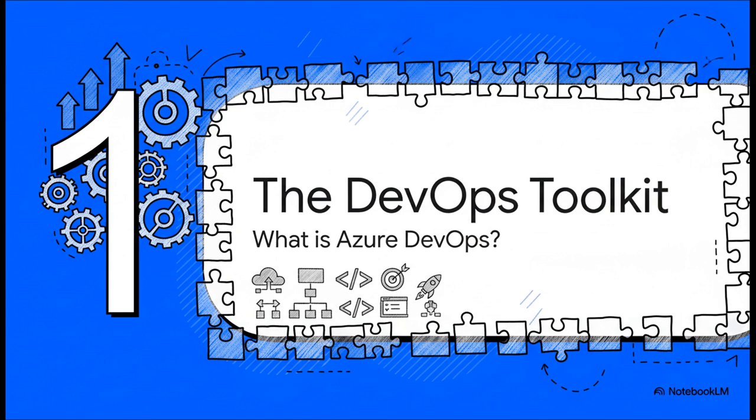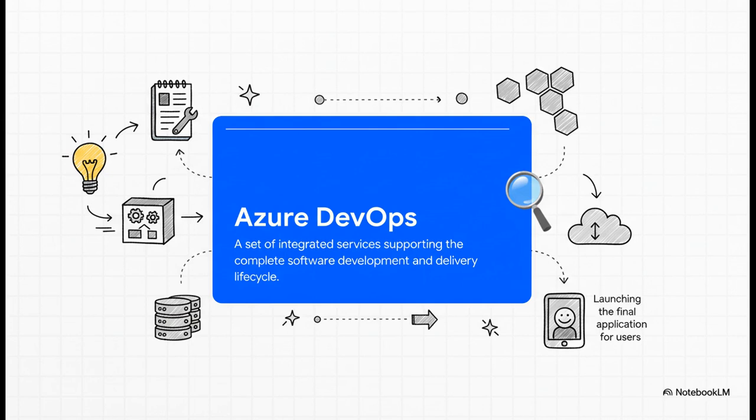First things first, what is Azure DevOps, really? What's this toolkit all about? So, here's the official definition, but let's break that down. Imagine you're building a house. You're not just going to show up with a hammer, right? No way. You need blueprints, saws, drills, the whole shebang. Plus, you need a way to check your work. Well, that's exactly what Azure DevOps is for software. It's not just one thing. It's a whole collection of tools that are built to work together seamlessly, covering you from that first light bulb moment all the way to launch day.